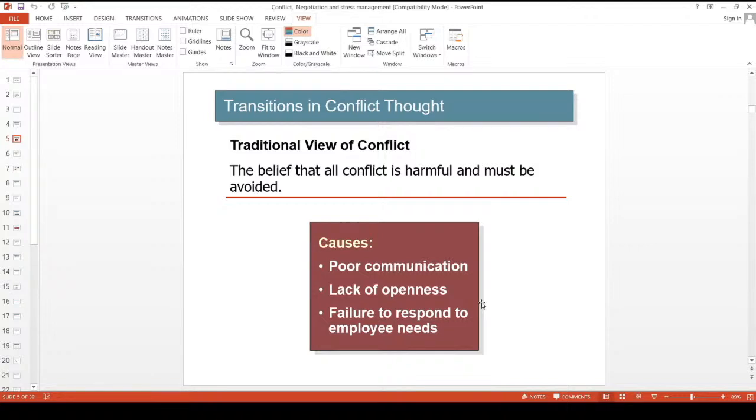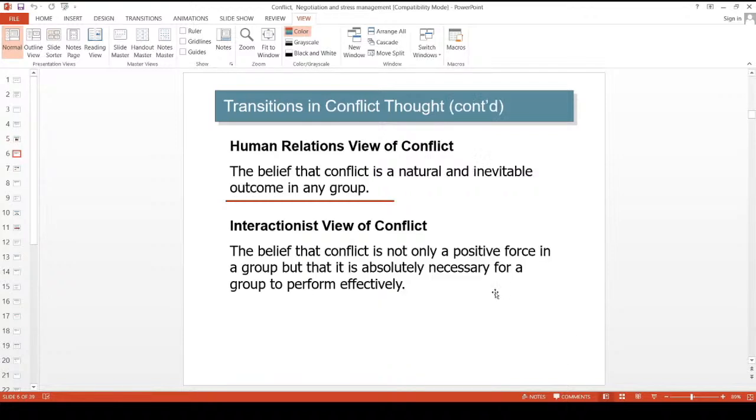Then again, as I said, lack of openness and trust between the people and the failure of managers to be responsive to their employees are important causes that create conflict within organizational settings. So this is about the traditional view of conflict.